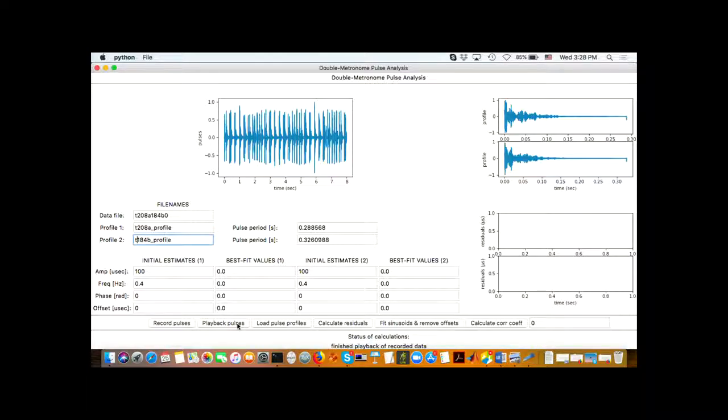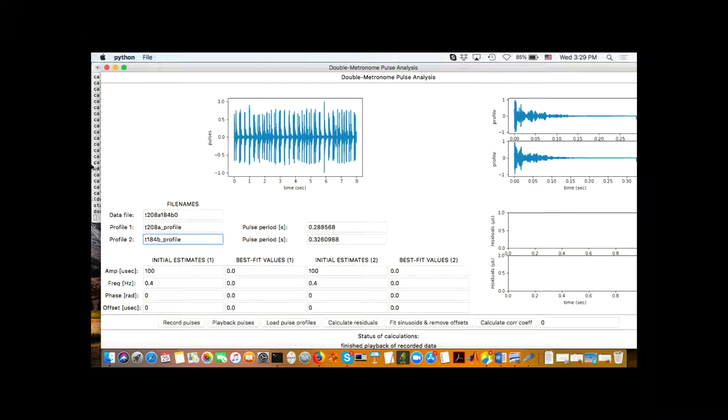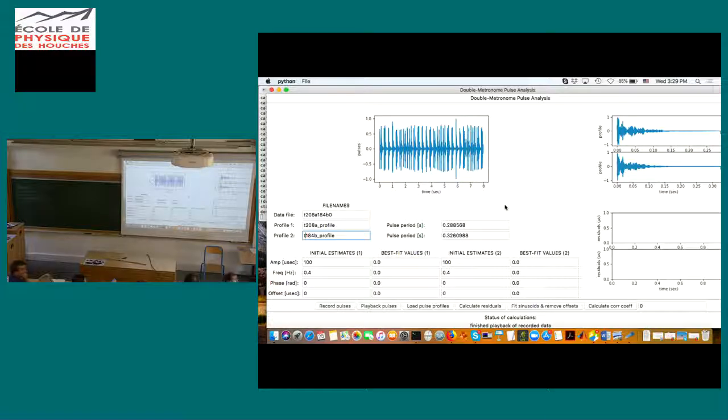Okay, so that's the data there. You can see that sometimes the pulses line up, but that shouldn't be a problem for matched filtering. So I'm going to calculate the residuals, and I'm just going to move this over a little bit so I can see. When you load, I guess you have to load the pulse profiles. Yes, I did. I suppose in future, if you had it load the pulse periods, then you wouldn't have to remember. That's right. Good idea.